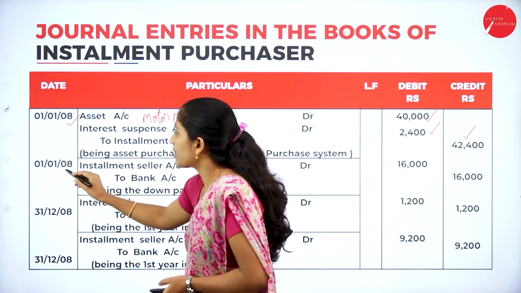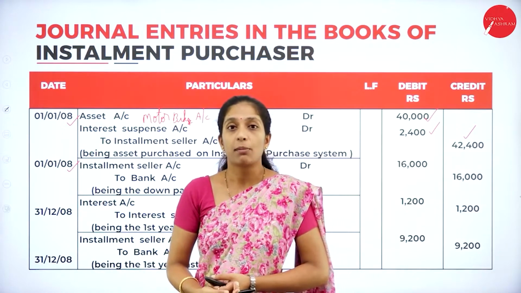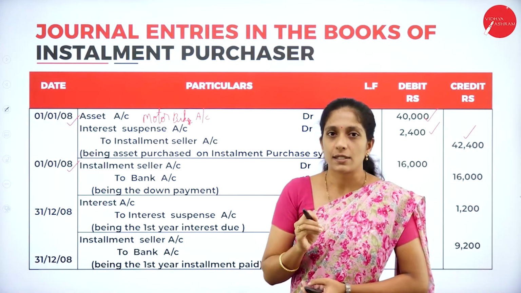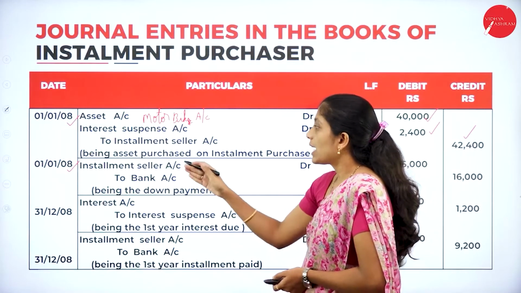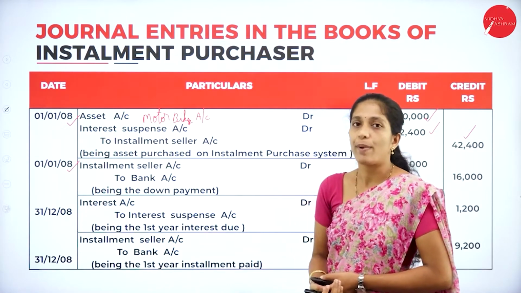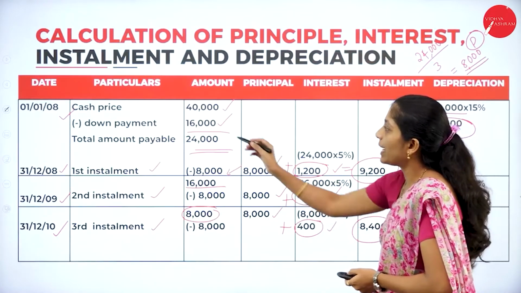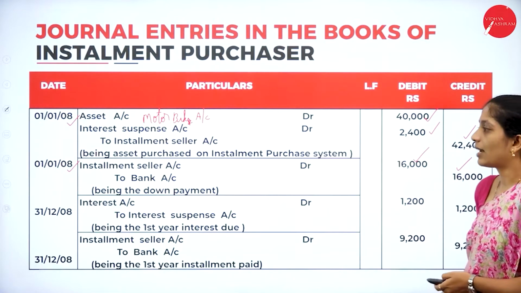Now come to the second entry, that is for down payment. On the date of signing the agreement, that is on the date of delivering the goods, the down payment is made by whom? By the installment purchaser. So what is the entry? Installment seller account debit to bank account, being the down payment made. Now what is the down payment made? That is 16,000. So record that amount, 16,000.